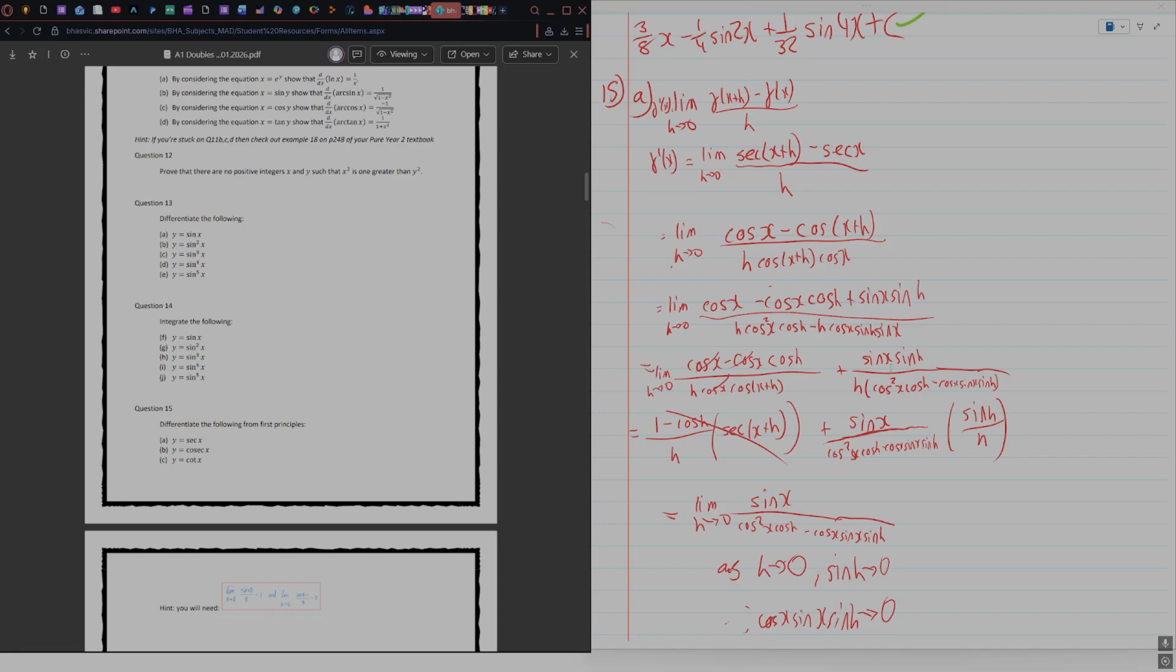So you do this, you can take the fractions away. I saw an opportunity to, in this one, cancel out cos x and then factorize 1 minus cos h over h, which just turns into negative 0, which is just 0.